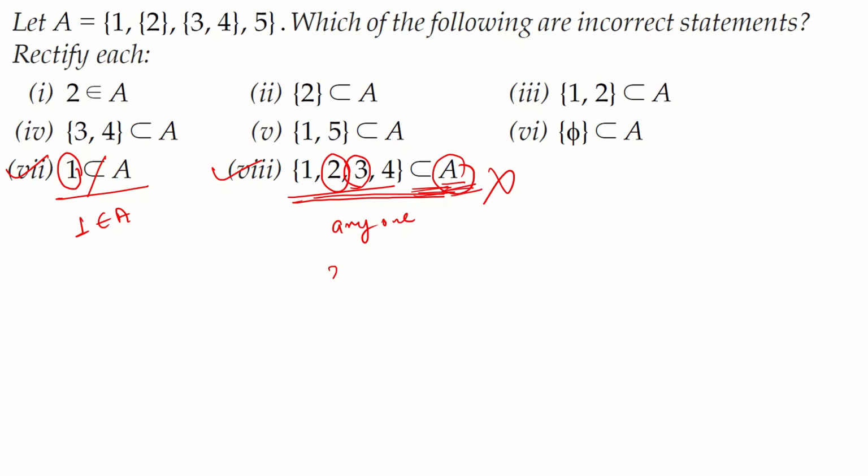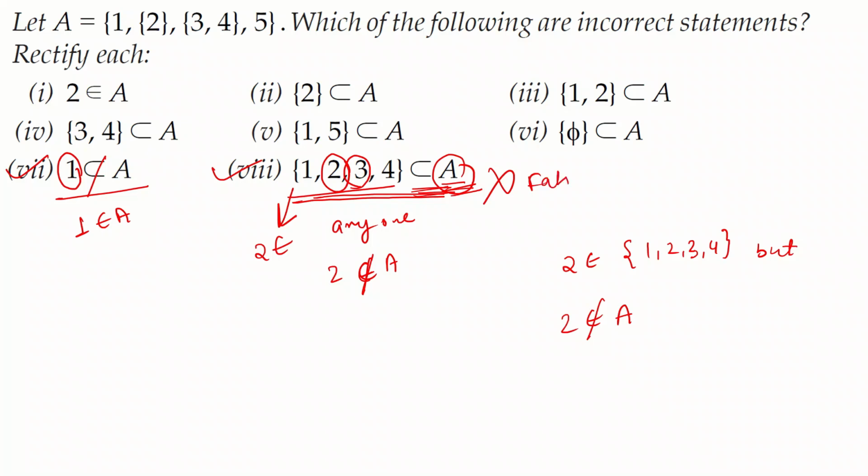So you can take for example 2 here. So 2 belongs to this set, but 2 doesn't belong to the set A. So you can write it down in the examination as 2 belongs to {1, 2, 3, 4}, but 2 doesn't belong to A. Hence, this is false.